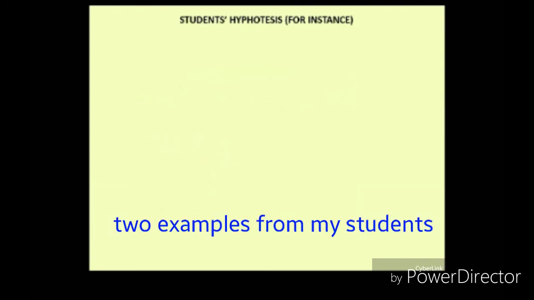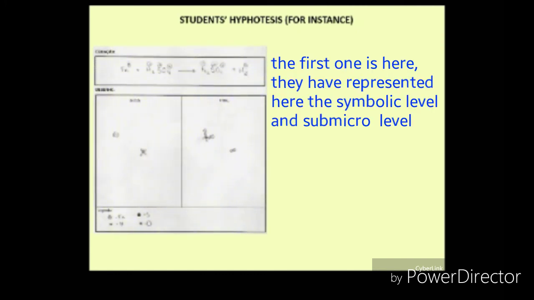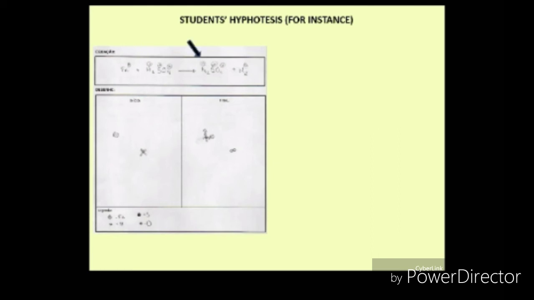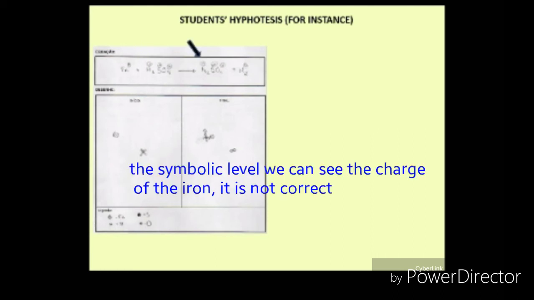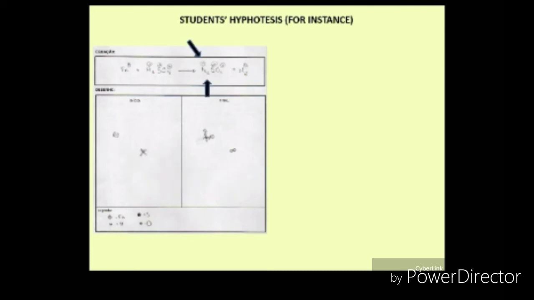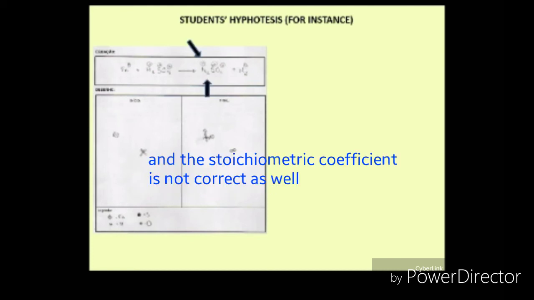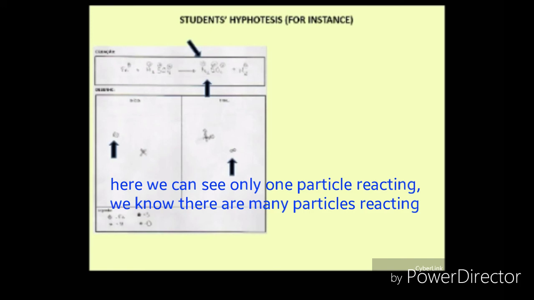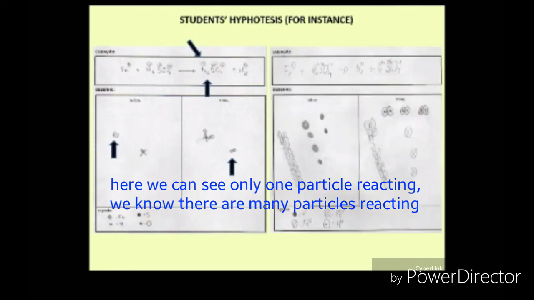Here we have students' hypotheses, for instance, 2 examples from my students. The first one is here. They have represented the symbolic level and submicro level. At the symbolic level, we can see the charge of the iron is not correct, and the stoichiometric coefficient is not correct as well. Here you can see just one particle reacting. We know that there are many particles reacting.